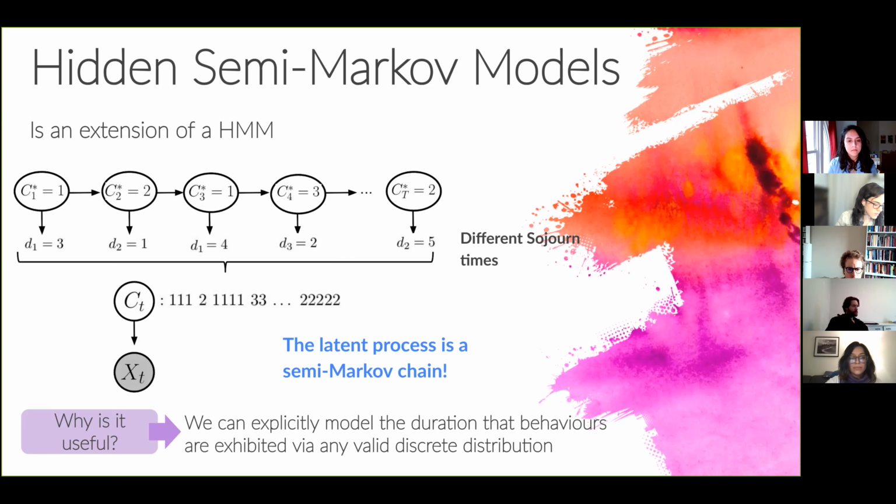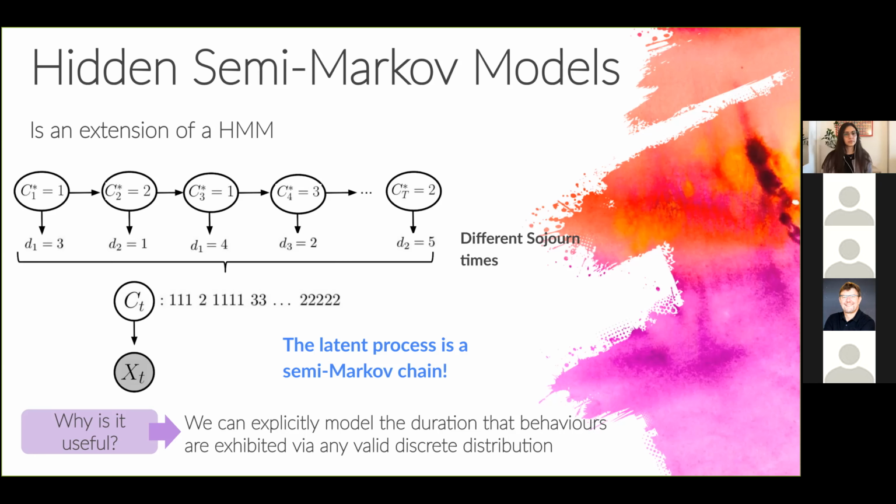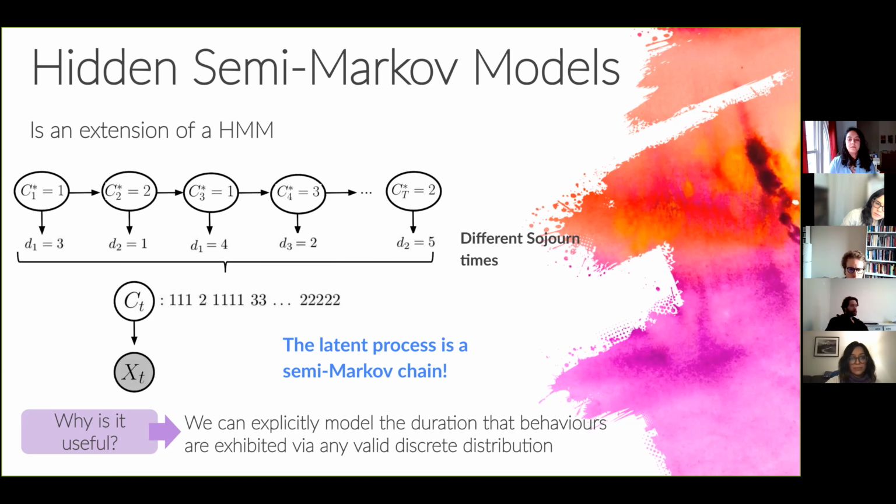The difference between the hidden semi-Markov model and the hidden Markov model is that with the HSMM we can explicitly model the duration that behaviors are exhibited via any valid discrete distribution. So if we assume that all our duration distributions are geometric, we obtain an HMM. That's why a hidden semi-Markov model is an extension of the HMM.